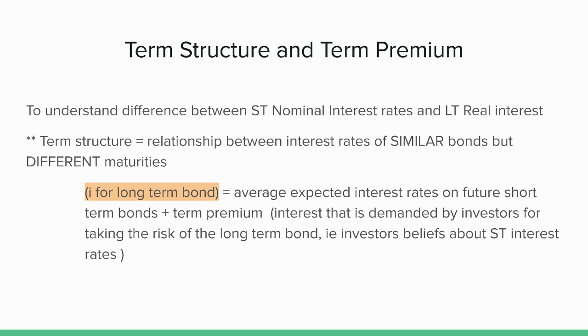So, what are term structure and term premium? To understand the difference between short-term nominal interest rates and long-term real interest rates, term structure is a relationship between interest rates of similar bonds but different maturities. So the interest rate for a long-term bond is equal to the average expected interest rates on future short-term bonds plus the term premium, which is the interest that is demanded by investors for taking the risk of the long-term bond. So it reflects what investors believe about short-term interest rates.